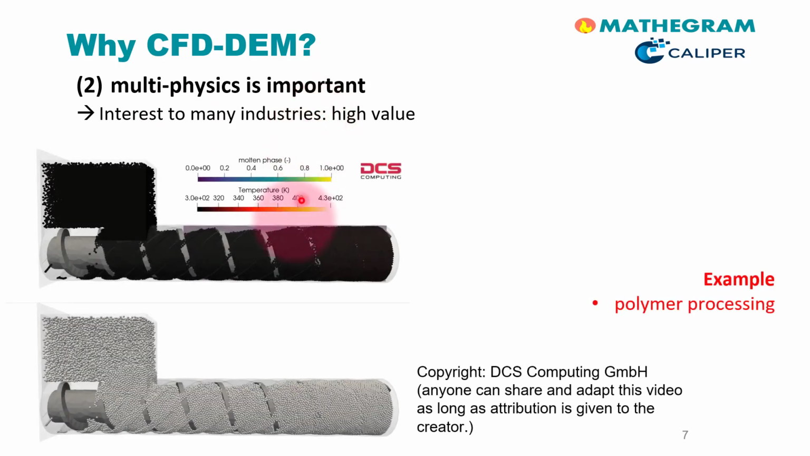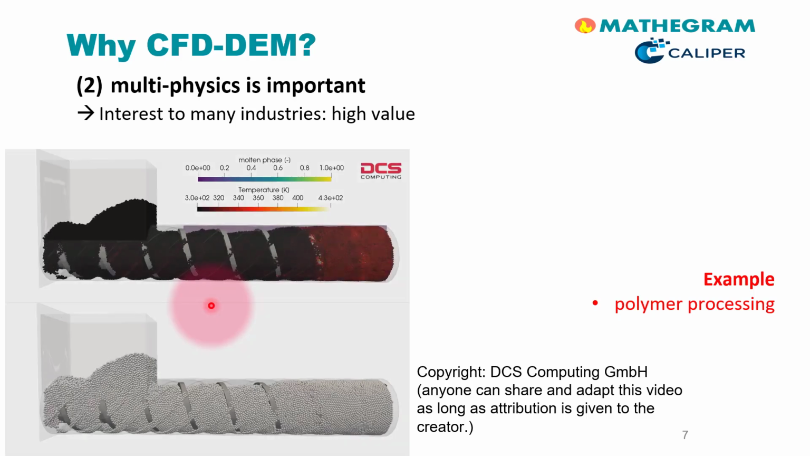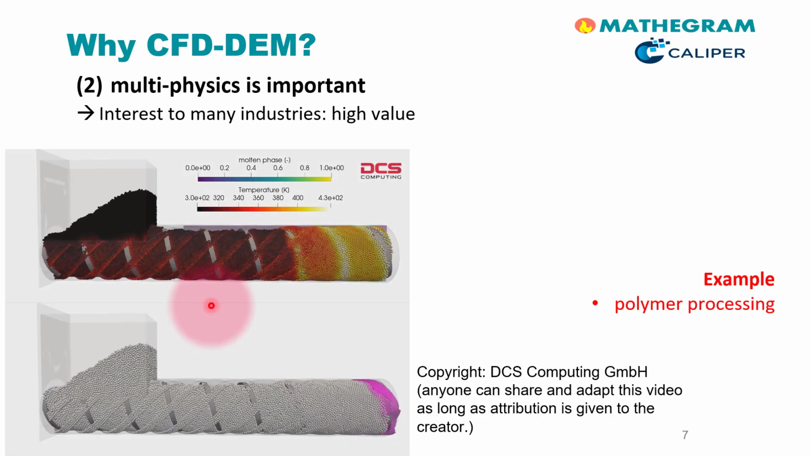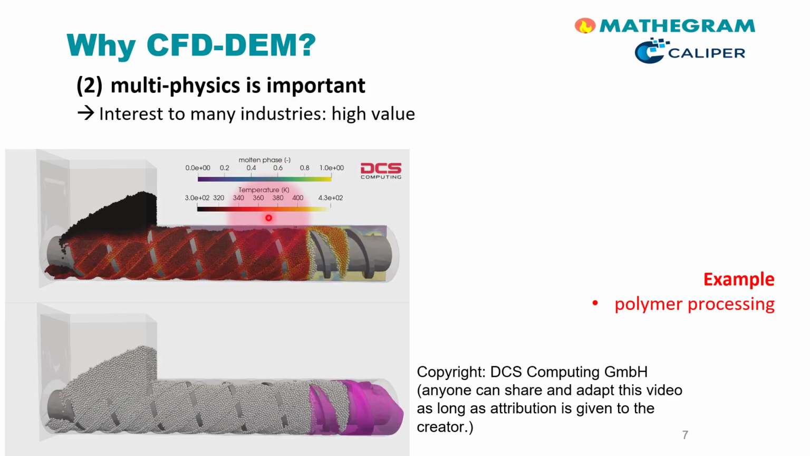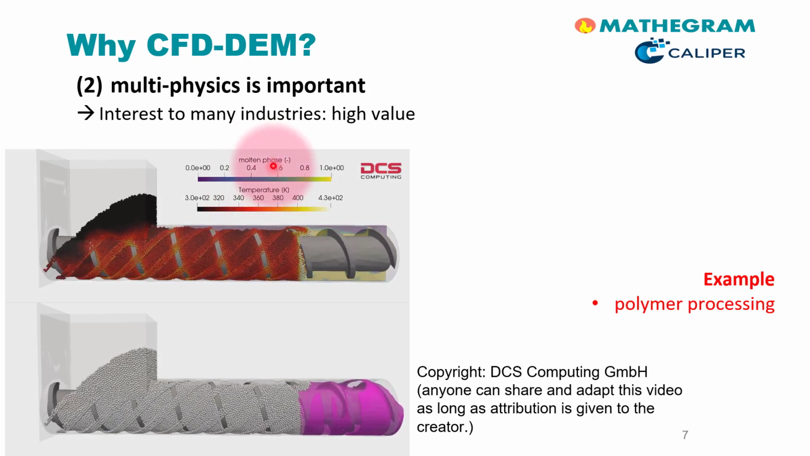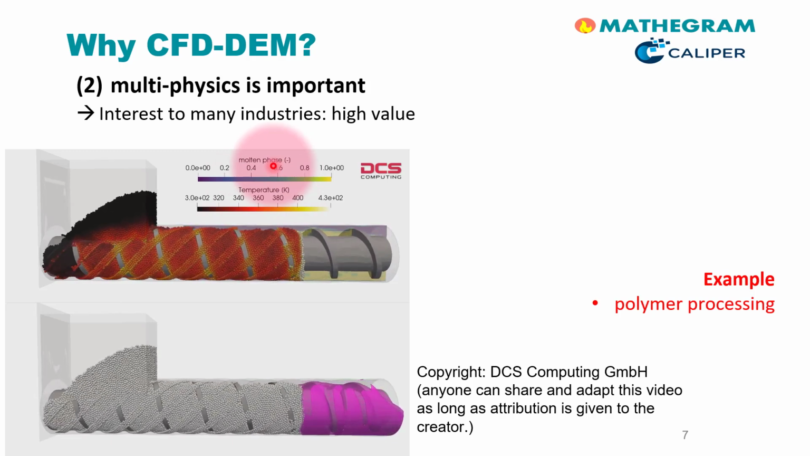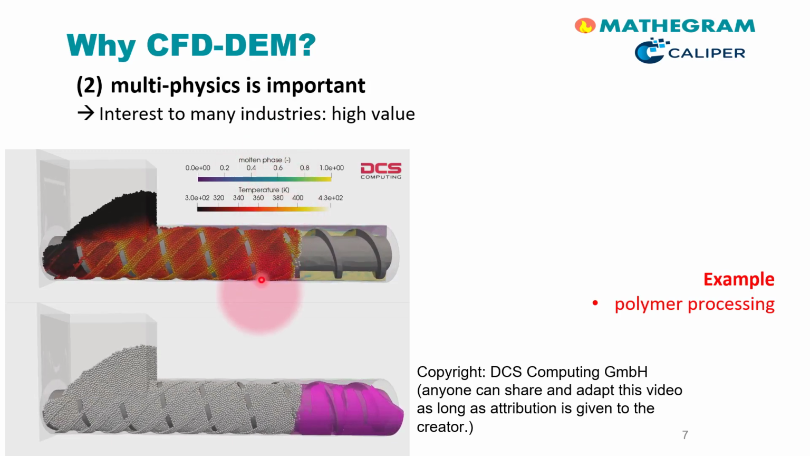An example is the field of polymer processing, for which you see a simulation on the bottom left. What you see here is the temperature and the phase distribution of the particles in the melt in the top panel, as well as the isosurface of the molten phase at the bottom. Such simulations are valuable to optimize the geometry of the extruder, which would be very expensive by using experiments.